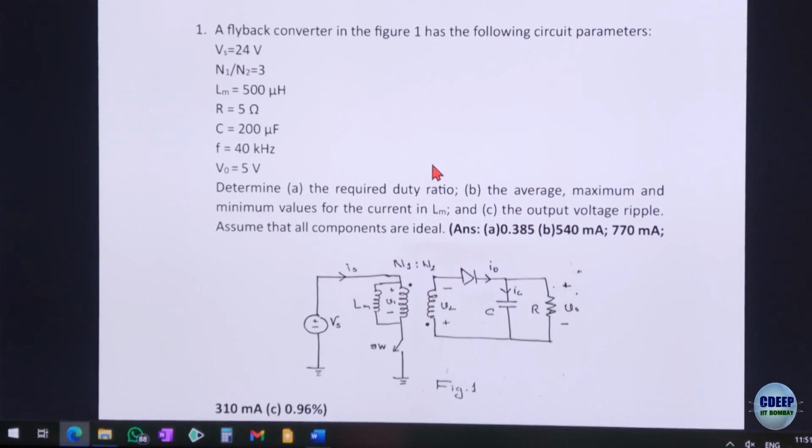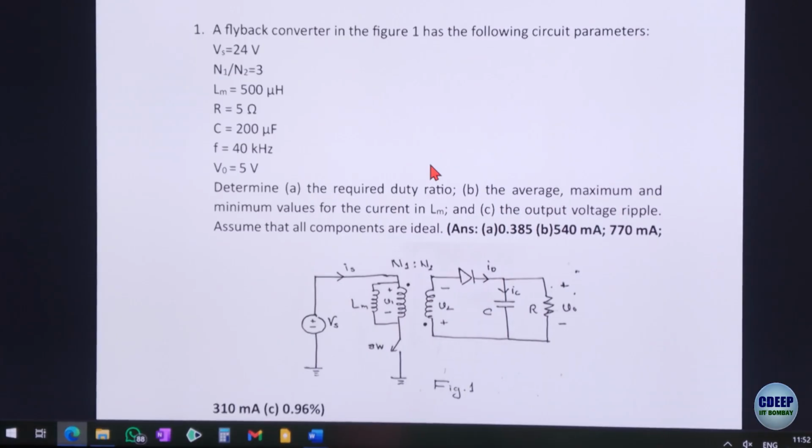Let's read it. A flyback converter in the figure has the following circuit parameters. Source voltage is given to you. Turns ratio N1 to N2 is given to you. Magnetizing inductance is given to you. Load resistance, capacitance, frequency, output voltage, everything is given to you. Determine the required duty cycle.